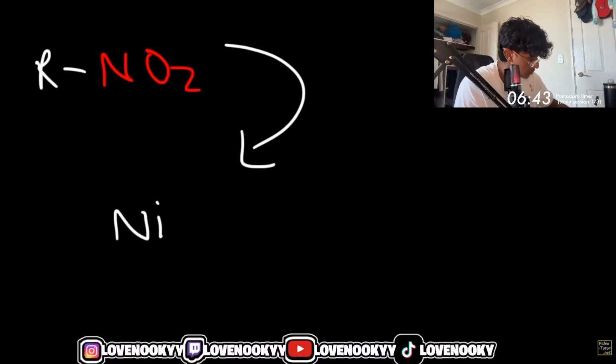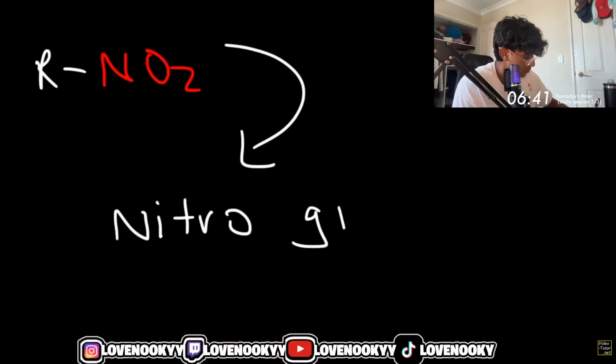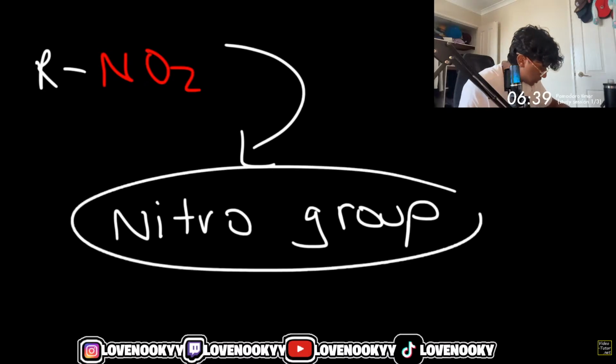Makes sense. We're going to go over one more group. You might see this, or you may not. This is known as a nitro group. You might not see this in orgo 1, but it's definitely in organic chem 2.